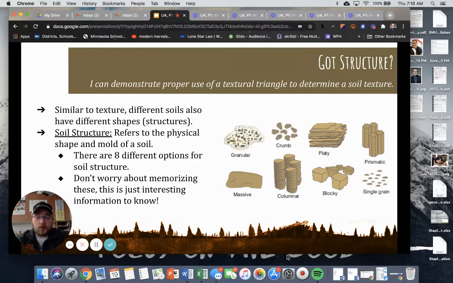Similar to texture, soils also contain different shapes or structures within them. Soil structure refers to the physical mold of a soil, and there are 8 different options for the soil structure: granular, crumb, platy, prismatic, simple grain, blocky, columnar, and massive.